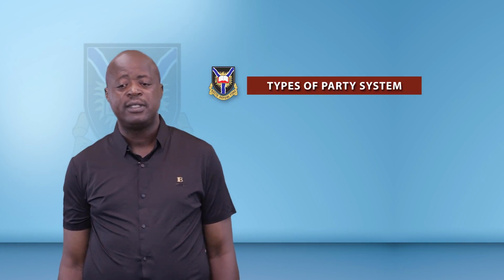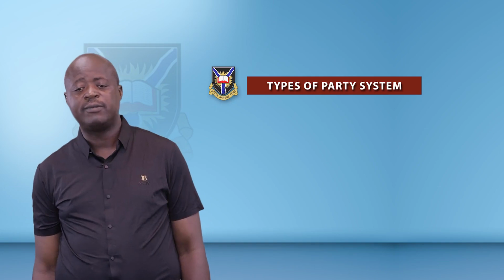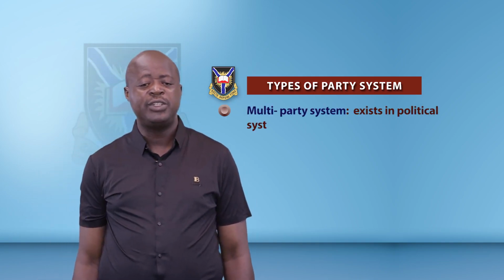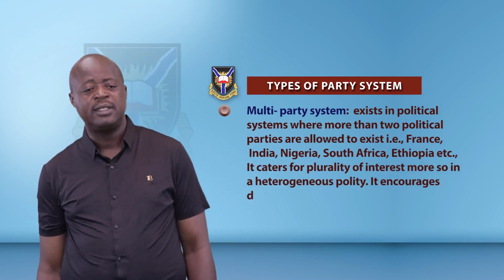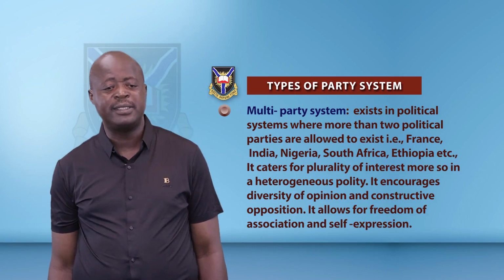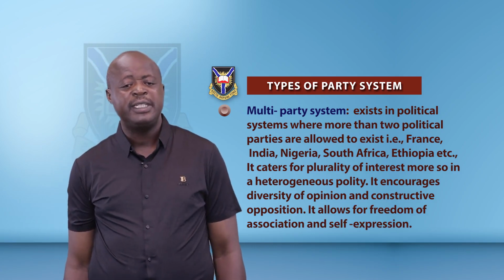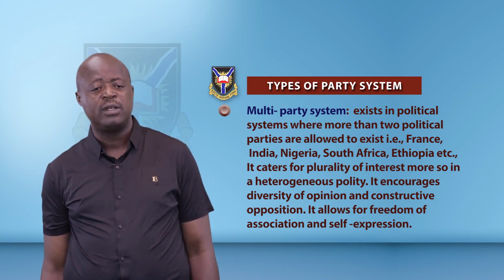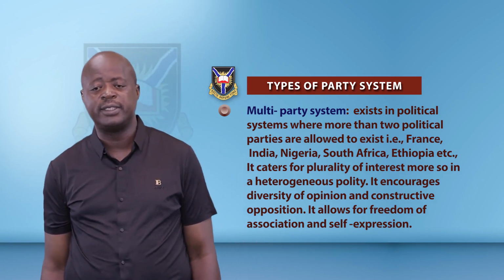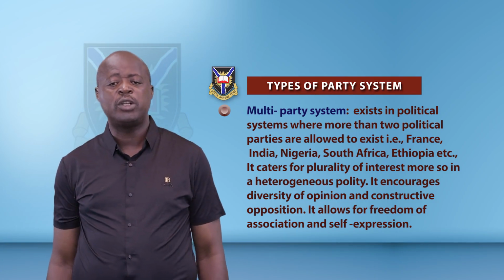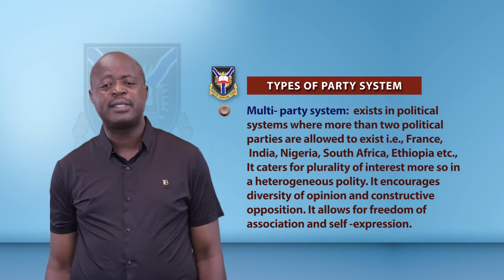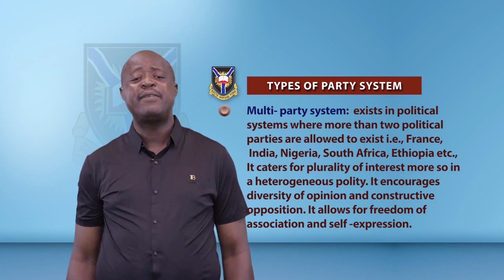We have multi-party system. Multi-party system exists in political systems where more than two political parties are allowed to exist. For instance, in France, India, Nigeria in the Fourth Republic, South Africa, Ethiopia, etc. They all practice multi-party system. It caters for plurality of interest, more so in a heterogeneous polity. It encourages diversity of opinion and constructive opposition. Also, multi-party system allows for freedom of association and self-expression.